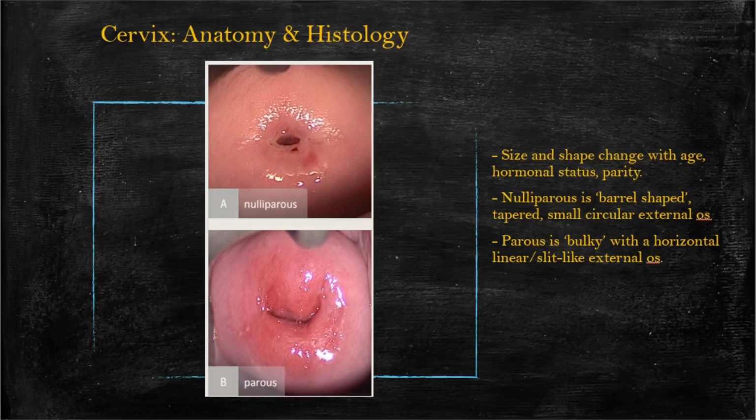a couple of cervixes. The one on top, nulliparous, smaller round opening. The one on bottom, a parous os, so more of a slit-like linear opening. So the size and shape of the cervix change over the years in response to hormonal status, obviously with puberty, with pregnancy, and then anatomically with the mechanical changes that happen with pregnancy, even without vaginal delivery, but especially with vaginal delivery. It's described as being kind of barrel-shaped in a nulliparous patient.